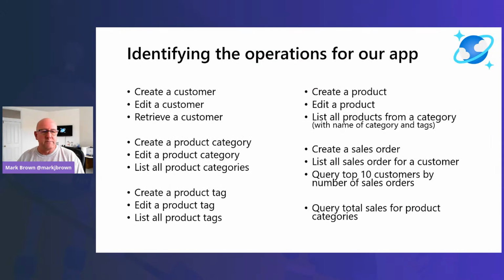A real-world e-commerce platform would obviously need to implement a lot more functions than this, but this subset is enough to guide and illustrate the different design techniques that we want to showcase. So here's what our little mini e-commerce site is going to do. We're going to create and edit a customer, and then retrieve a customer. We want to create and edit product categories, and then list all product categories. Then we'll do the same for product tags: create, edit, and list those. We want to create a product and edit a product, and then list all products from a category. We also want to include the name of the category and the tags.